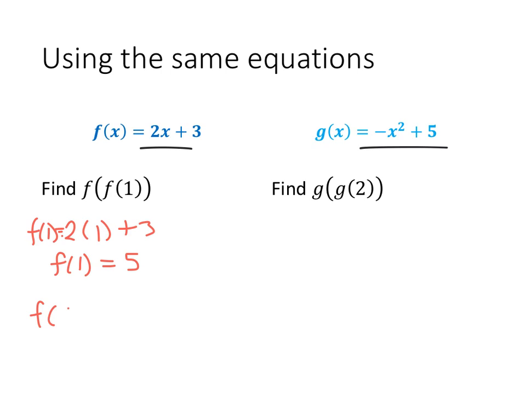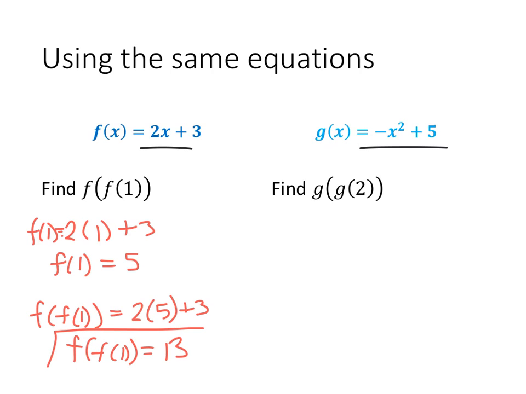I'm going to take that 5 and plug it back into f again. So f of f of 1 is going to make me substitute in 5. That gives me 2 times 5 plus 3, and so f of f of 1 is going to give me 13. Again, we can still use the same function more than once as long as we're following the rule.